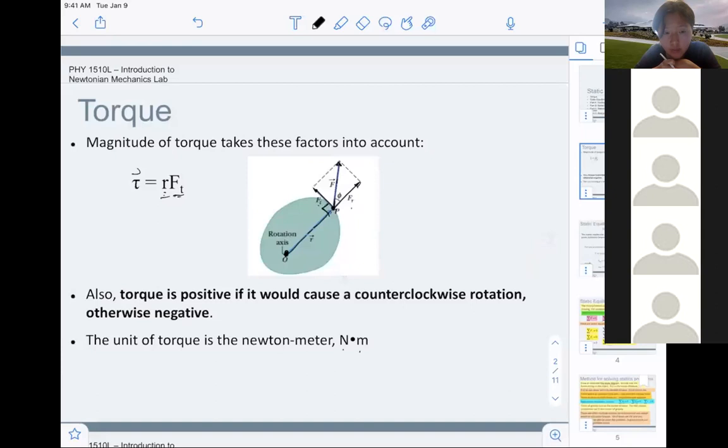Notice there's one other physics variable that has the same unit. Do you still remember which one has the same unit? Newton times meter. Which other variable also has the same unit? Anybody would like to share their thoughts?